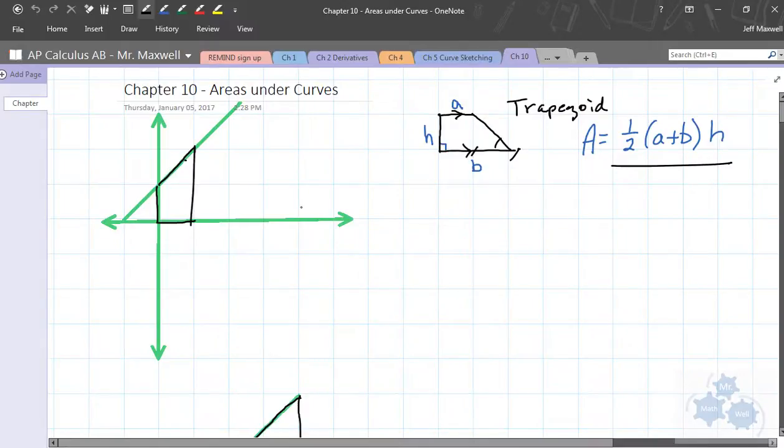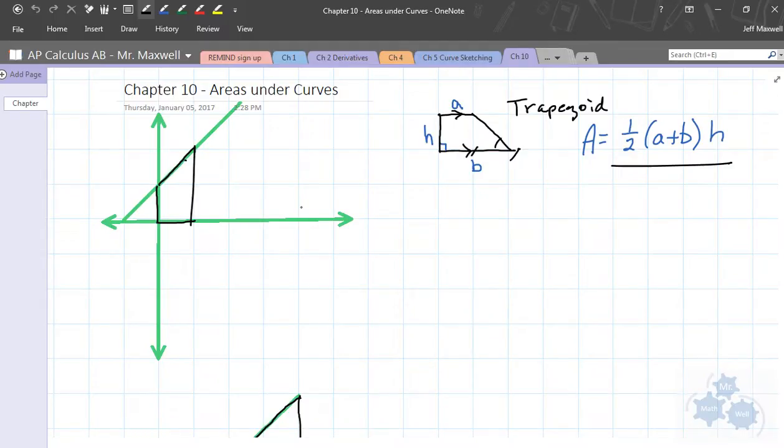Alright, this is a lesson from Chapter 10, 10.1. As we begin Chapter 10, we are moving towards the notion of integrals in calculus. And one of the things that integrals do is show us areas underneath curves. And so that's what we want to focus on first here. We're not talking about an integral yet.